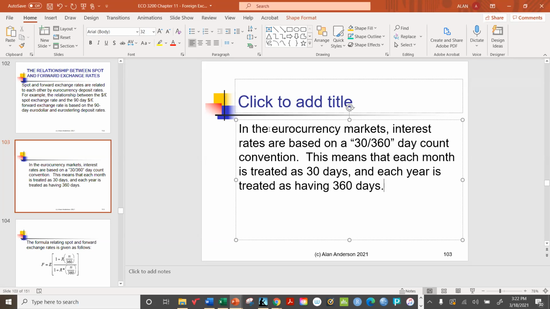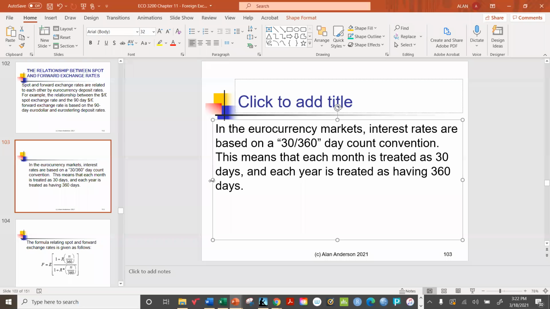which will account for the formula that we're about to look at. So just keep that in mind. The euro currency markets are based on a 30/360 day count convention, which means we treat each month as having 30 days and each year as having 360 days. So that means a 6 month deposit lasts for exactly 0.5 years, because that would be 180 out of 360.